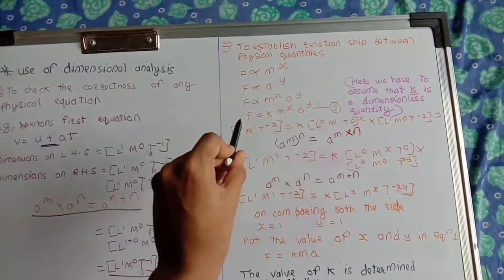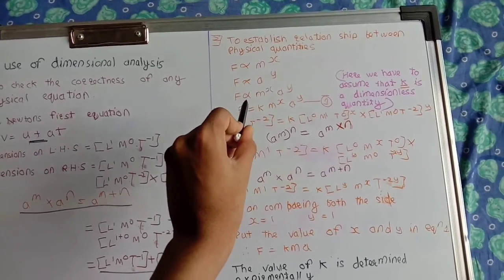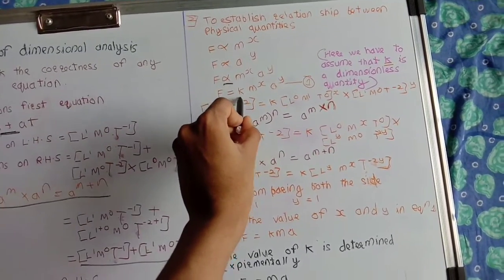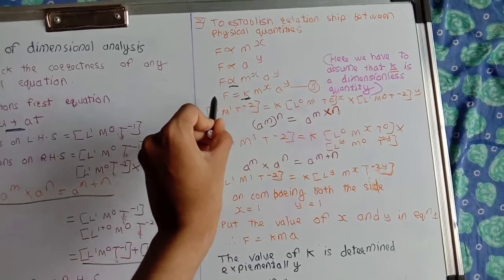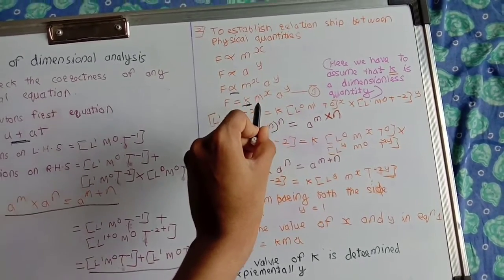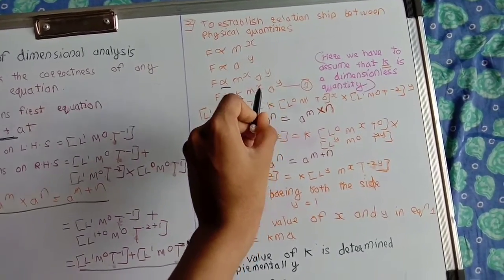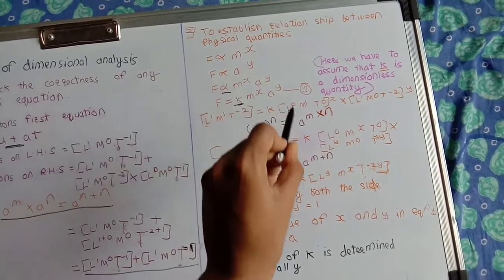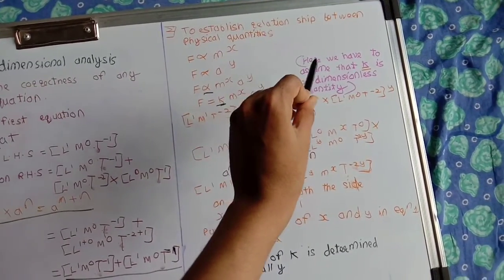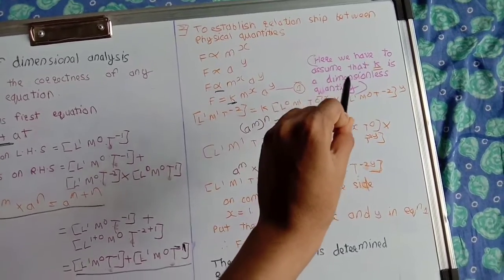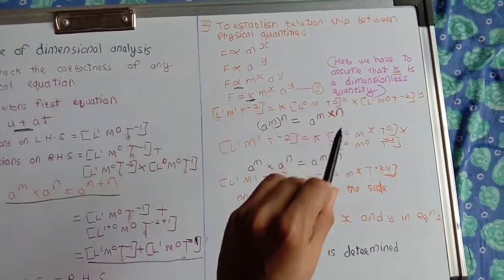When we remove this proportionality sign, we have to put a constant. So k is the constant. F is equal to k m raised to x into a raised to y. Here we have to assume that k is a dimensionless quantity.